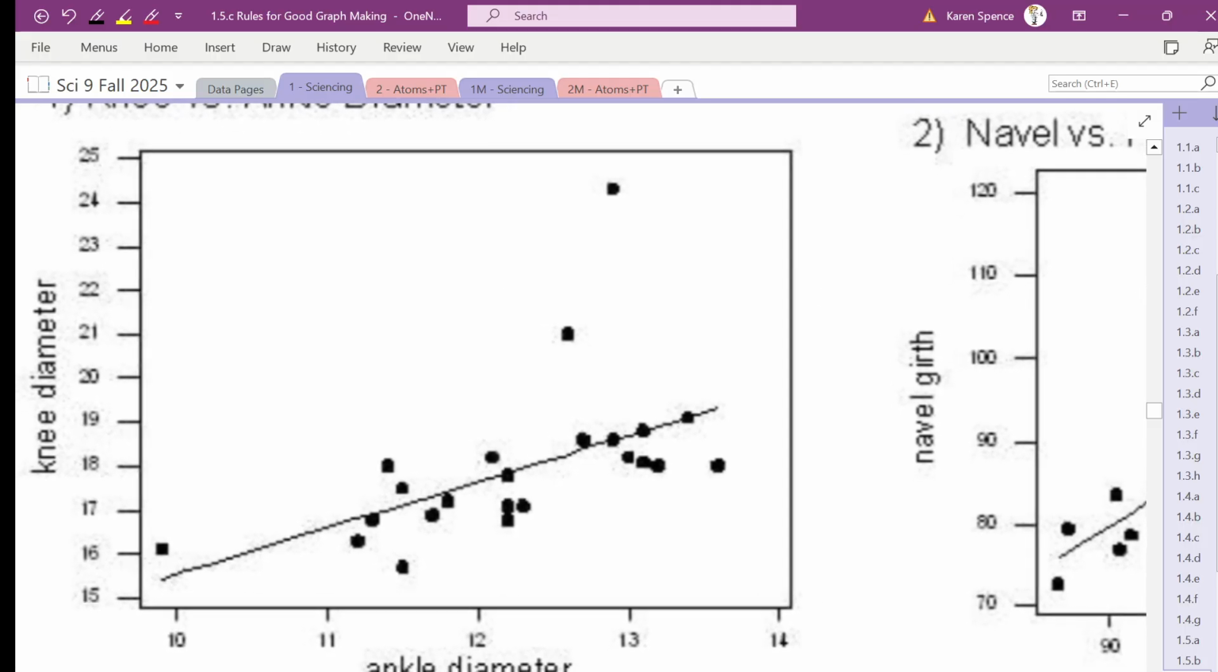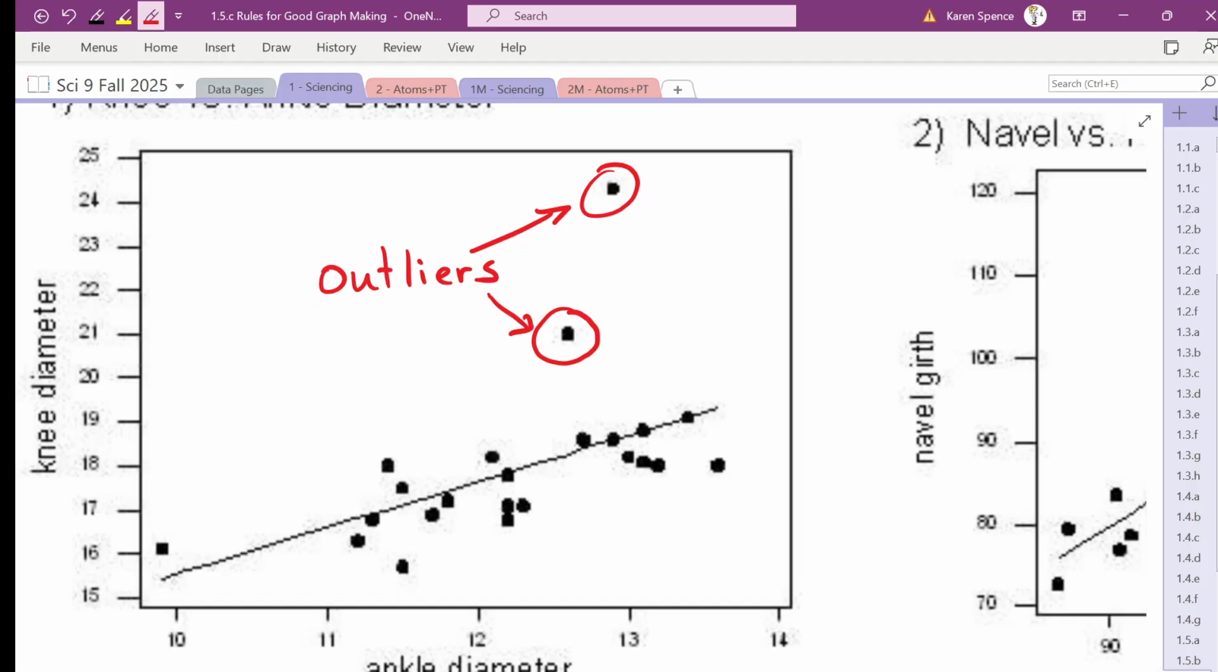On our next page, what do we call those points there? Those points are called, and this is something that everybody always forgets, outliers. They lie outside of the regular data.